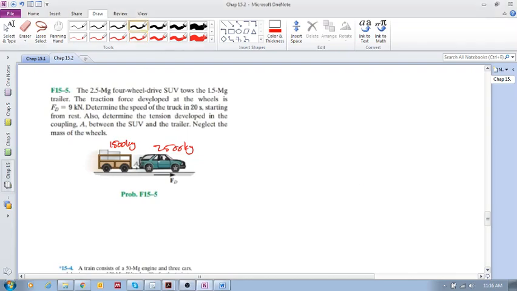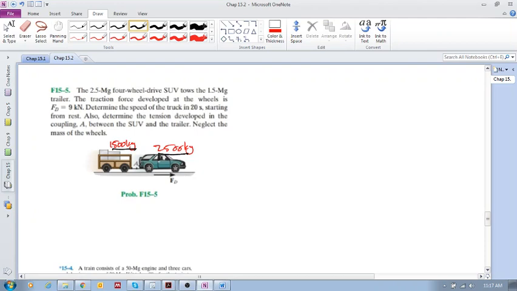Okay, so we have here an SUV. We're doing F15-5. We have an SUV with a mass of 2,500 kilograms, and it's towing a trailer of 1,500 kilograms. It says the traction force developed at the wheels is FD equals 9 kilonewton. Okay, remember that's the force that the wheels are applying, okay?